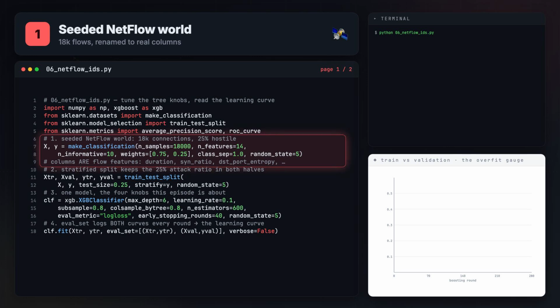Then we rename the columns to what a flow record actually carries: duration, bytes in, bytes out, packets, syn ratio, fin ratio, dst port entropy, flow IAT mean, and the rest. Same array a Kaggle download would give you, except it reproduces byte for byte in Colab with no download.